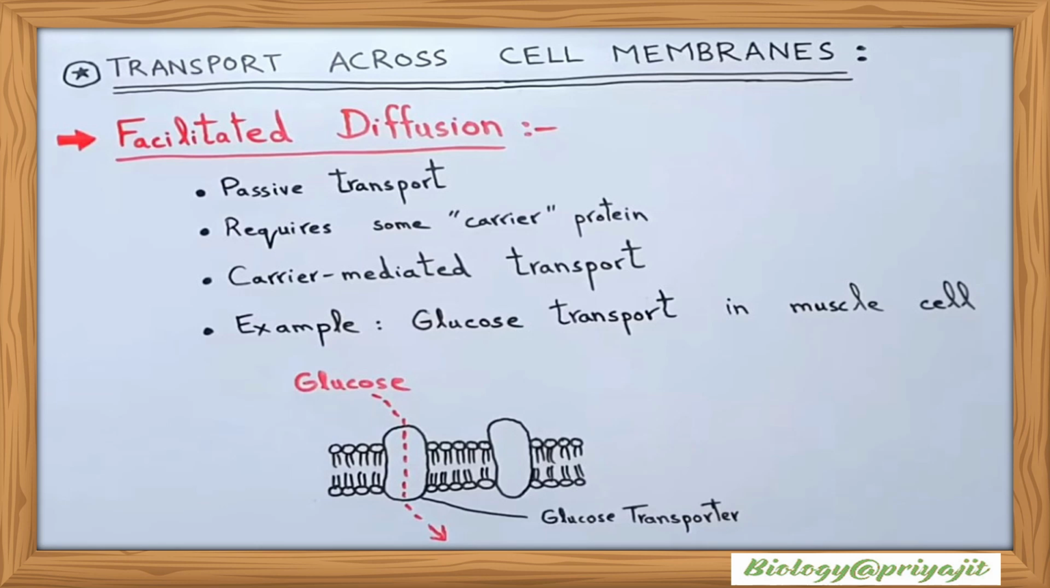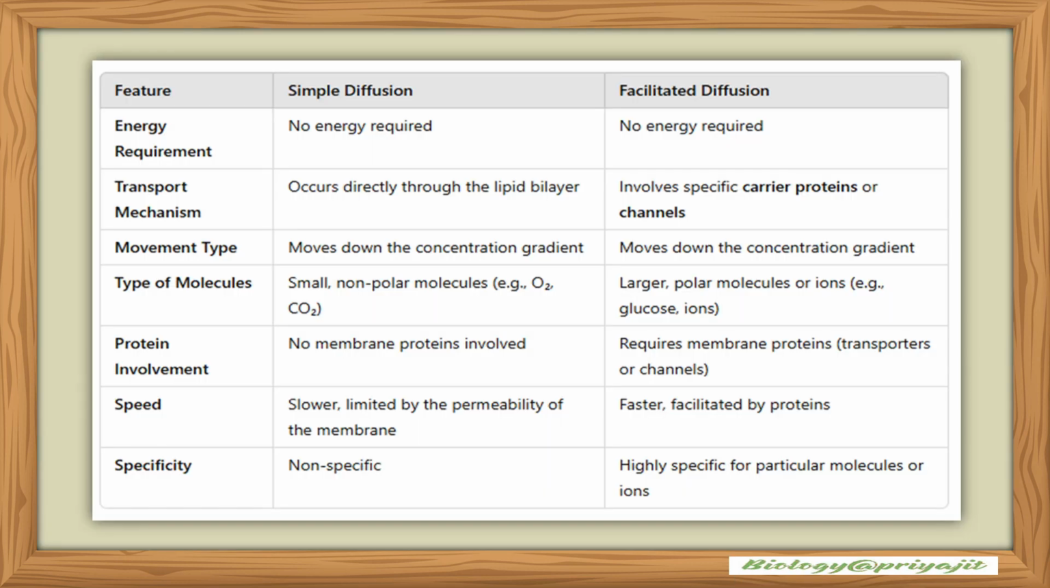This is the image showing facilitated diffusion. This is another kind of passive transport and requires a carrier protein. This is its peculiarity, and the carrier-mediated transport, for example glucose transport in muscle cells. This is the table showing the differences between simple diffusion and facilitated diffusion.